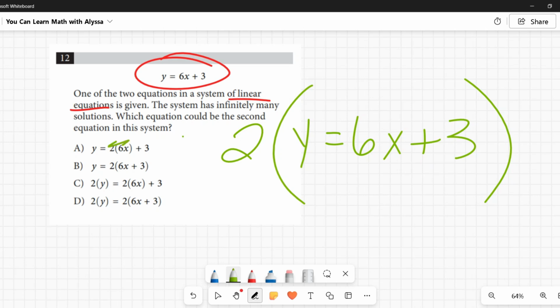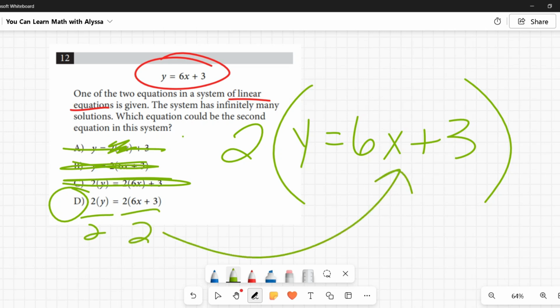So I want to find one where it's the same as 2 times everything. So let's look at it. This first one, nope, it's only multiplied by the 6. On this one, they're multiplying the right side by 2, but not the left. That one's out. See, we're getting closer. The left is multiplied by 2, but only the 6x is being multiplied by 2. The 3 is not changing, so that one's out. And our last one, the y on the left is being multiplied by 2, and the entire 6x plus 3 on the right is also being multiplied by 2. So that's our answer. Whatever's being done to one side has to be done to the other to keep it even, to keep it equal and balanced. So that's exactly the same. I could divide both sides by 2 and get back to the original y equals 6x plus 3. So they're the same.